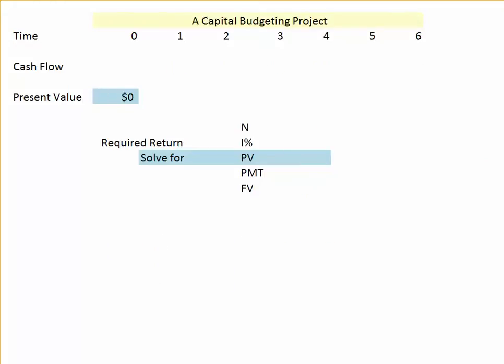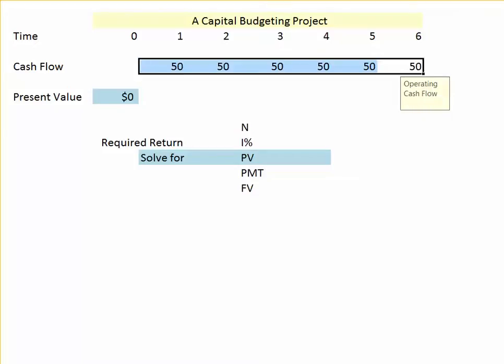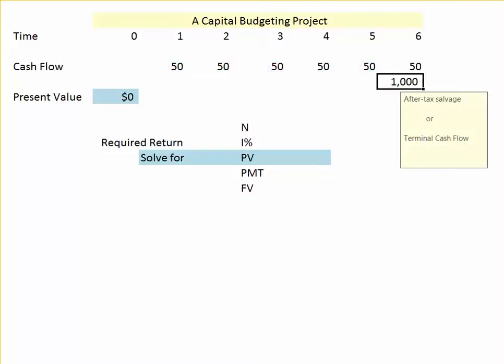Here's our capital budgeting project, and we're going to assume it has the same cash flows as our bond. However, now that $50 a year, instead of being a coupon, it's going to be referred to as an operating cash flow. The $1,000 face value or par value when we're talking about a bond, if the cash flow happens at the end of a capital budgeting project, we typically say it's our after-tax salvage value or perhaps the project's terminal cash flow, and that would include both an after-tax salvage and any return of net working capital, and we'll look at that more later.